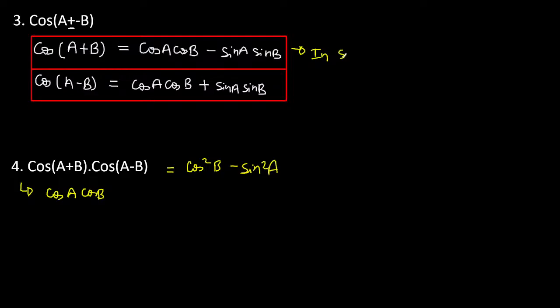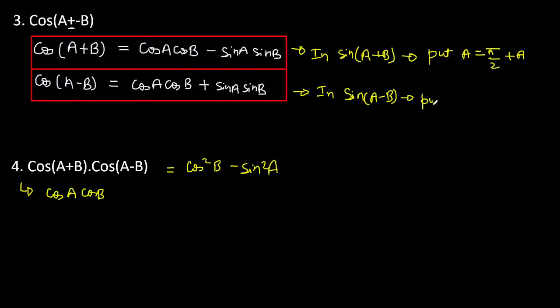So this is from where we have done. We have kept, in sin A plus B, A equal to pi by 2 plus A, and in sin A minus B, put A equal to pi by 2 minus A.